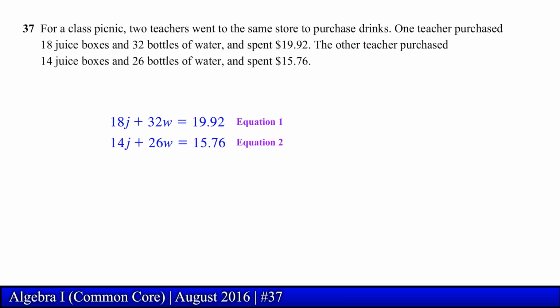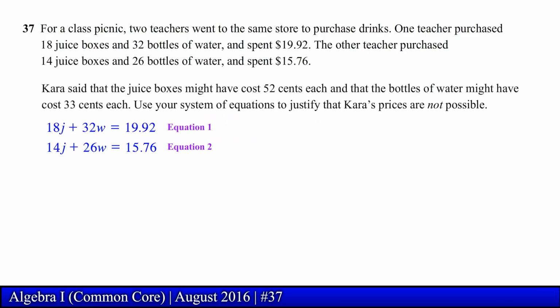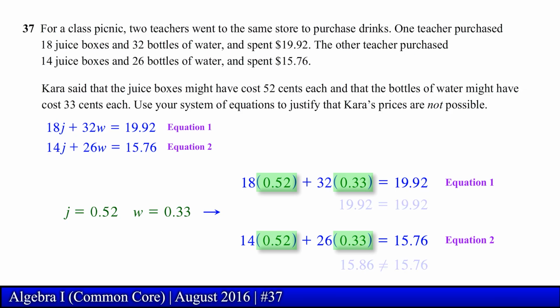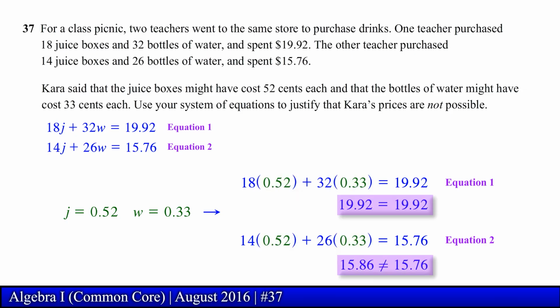Next, we need to show that the juice boxes and the bottles of water did not cost 52 and 33 cents respectively. We can prove this by contradiction. Let's assume that a juice box and a bottle of water did cost 52 and 33 cents respectively. Then, these prices should satisfy the system of equations that we wrote in the previous step. Substituting these prices into the first and second equation should yield a true statement for both equations. Substituting the prices and simplifying, we obtain the following.